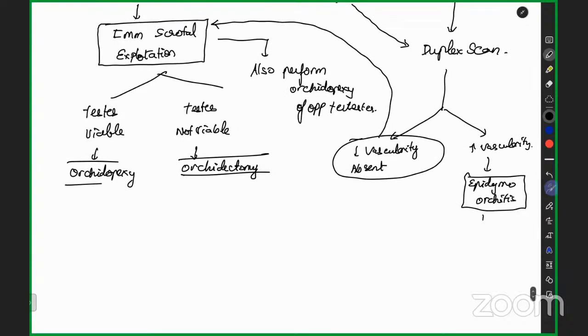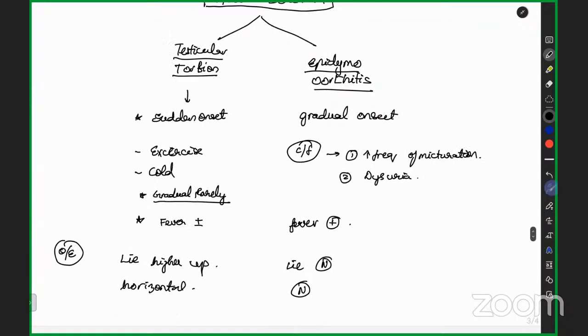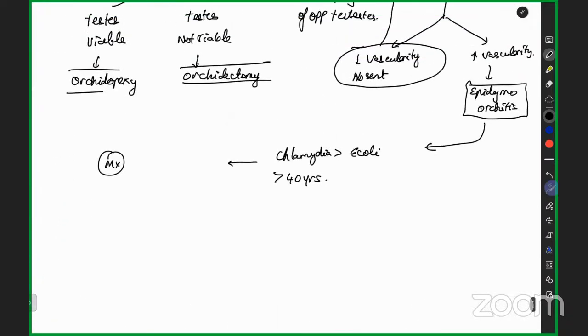Who is going to infect your epididymis and testis? Anyone? Chlamydia more than E. coli. This occurs more commonly in the more than 40 years age group. So what is going to be your management for these patients? Very easy. We are going to manage these patients with antibiotics, and you're also going to give scrotal support.